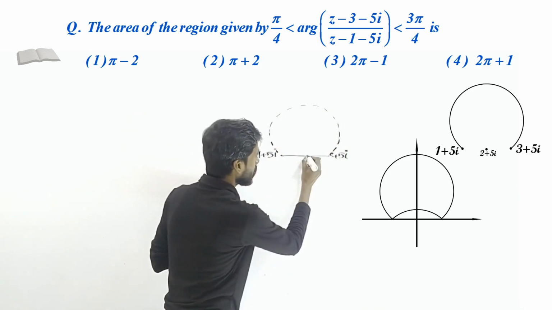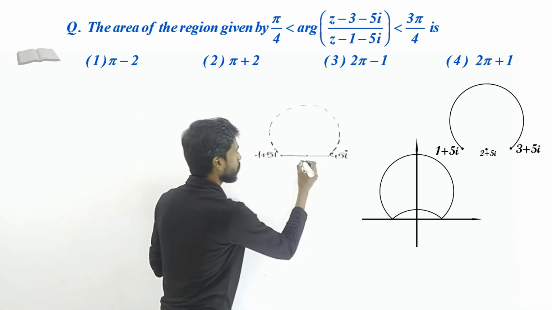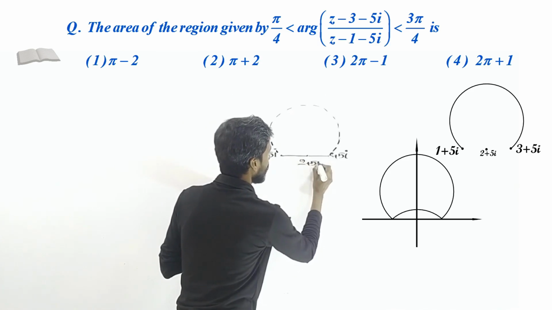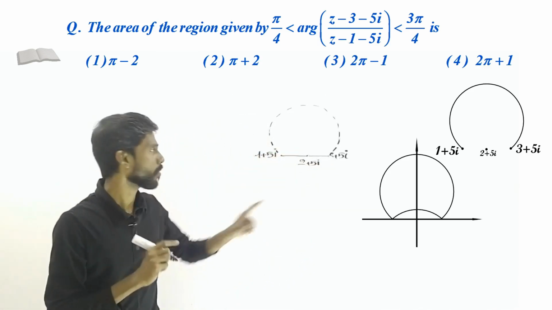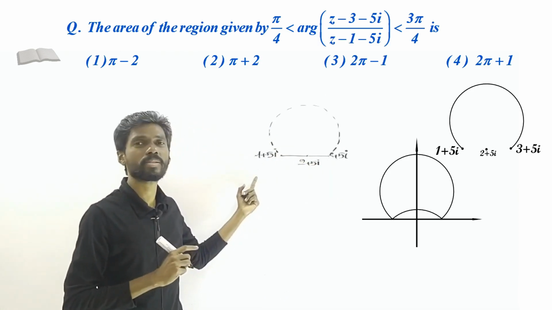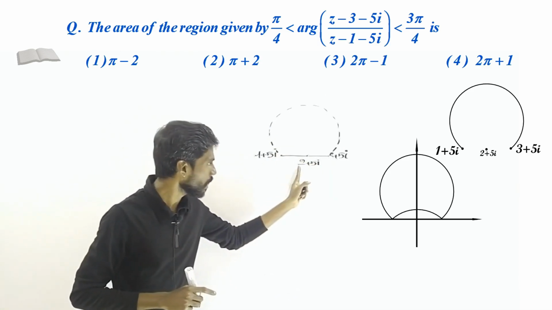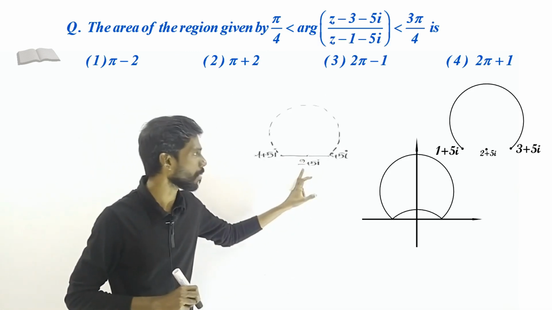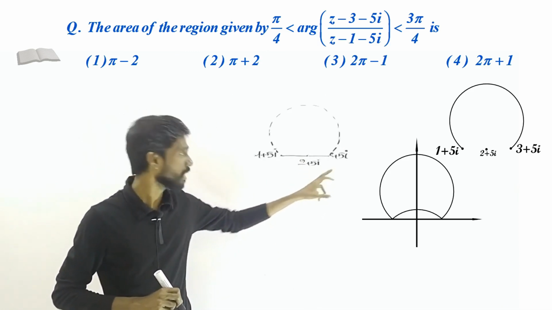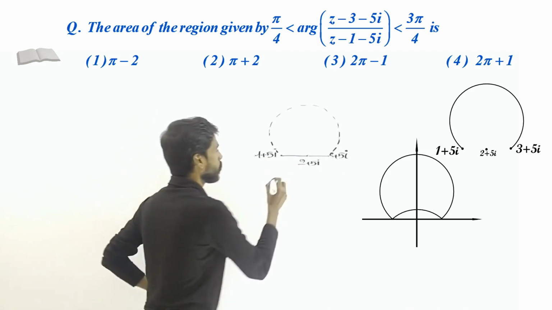Now you can find the midpoint: 1 plus 3, 4, by 2. So that is 2 plus 5i. That is the midpoint. But in the last question, the midpoint was the origin, 0. That point is 2, this point is minus 2. So it was easier. So what you do is take 2 plus 5i as the origin now. Or you do one thing, simply subtract 2 plus 5i from each value. From each value, subtract 2 plus 5i.